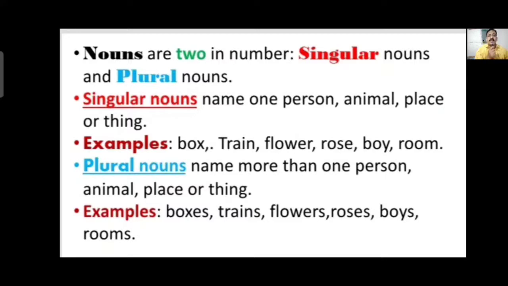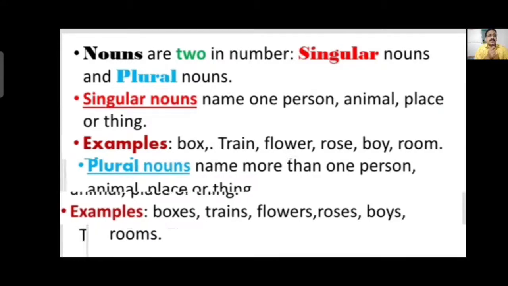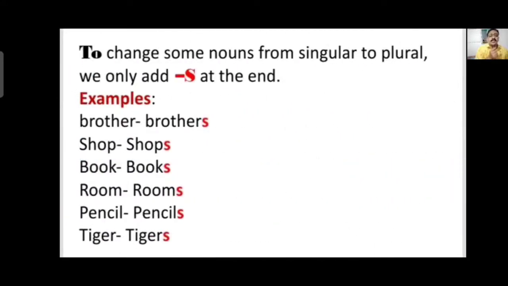Singular box will change into plural if es is added to it. Train changes into plural if s is added to it. Flower changes into plural if s is added to it. Rose changes into plural as roses. Boy, if s is added, it changes into plural. Room, rooms. So singular changes into plural. Now how the rest of the nouns change into plural we will read here.